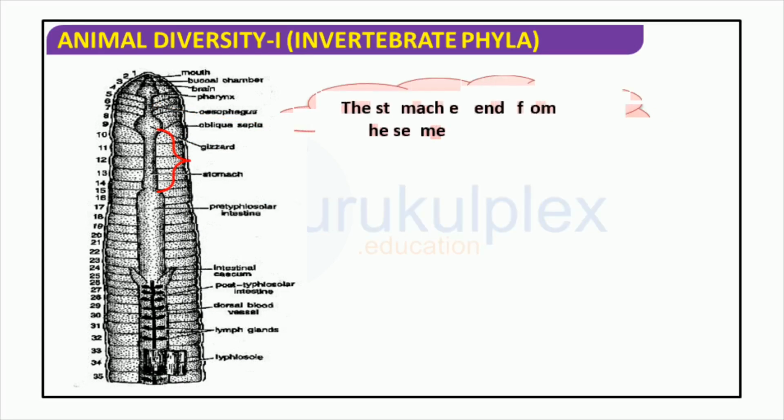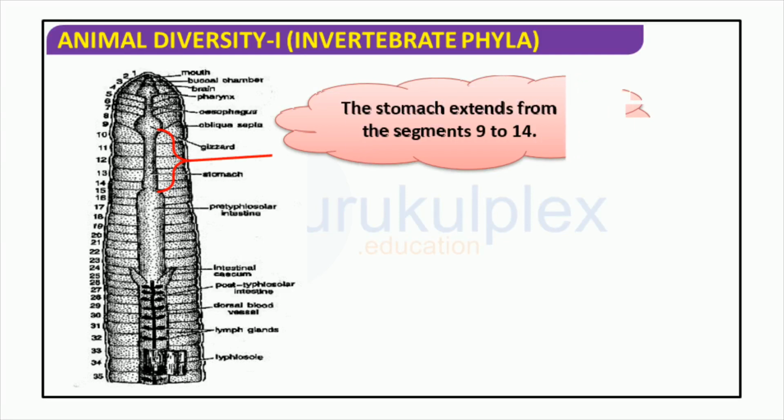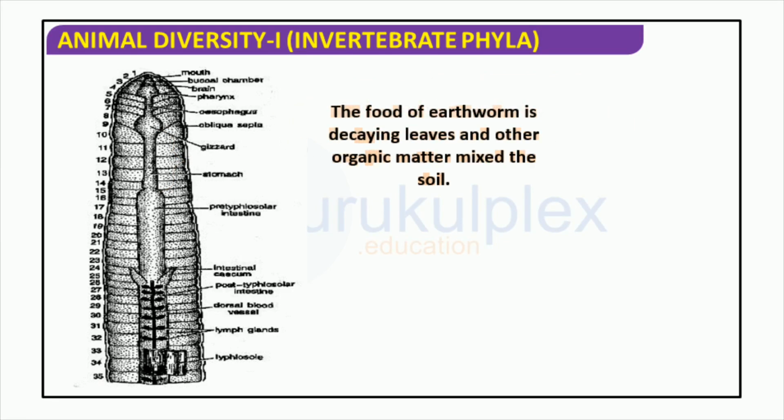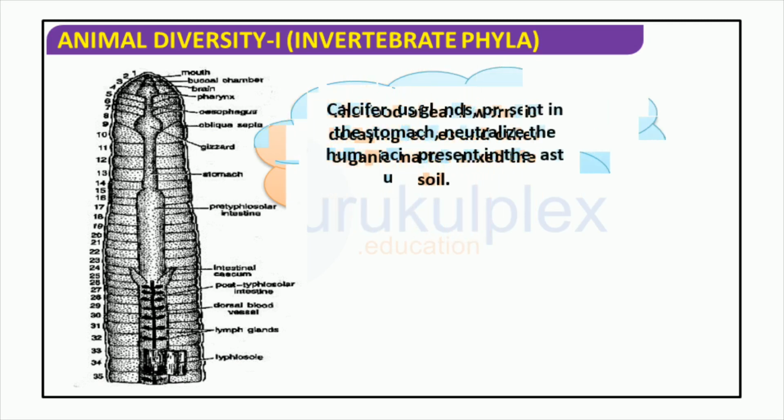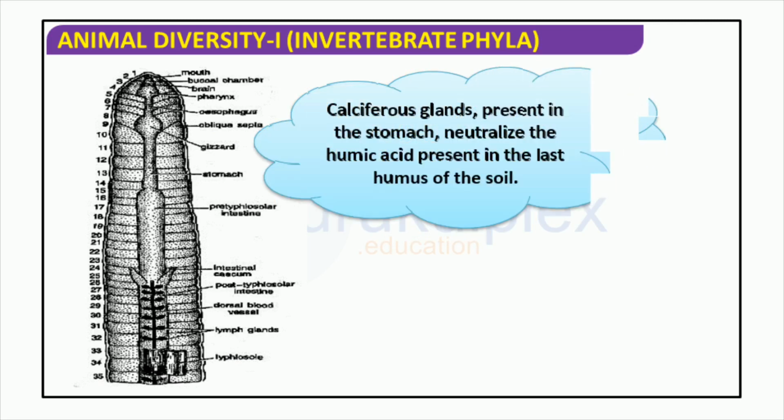Regarding animal diversity, the stomach of an earthworm extends from the 9th to the 14th segments. The food of the earthworm consists of decaying leaves and organic matter in the soil, and the calciferous glands in the stomach neutralize the humic acid. The intestine starts from the 15th segment and extends to the 26th segment, with a pair of short and conical intestinal caeca.